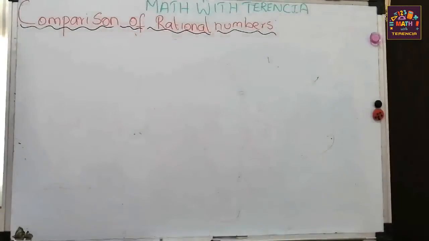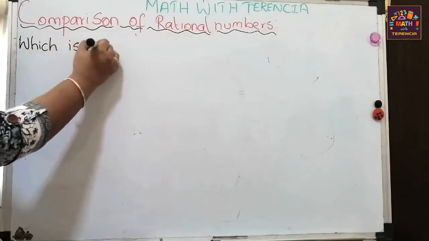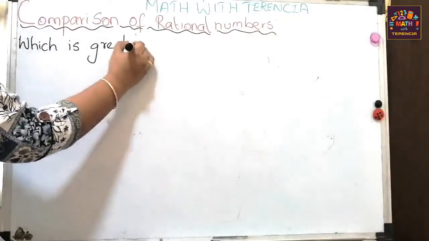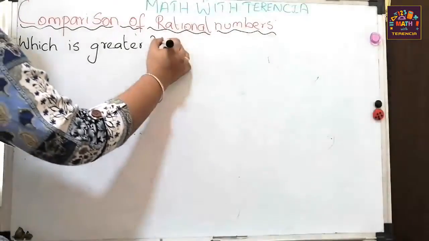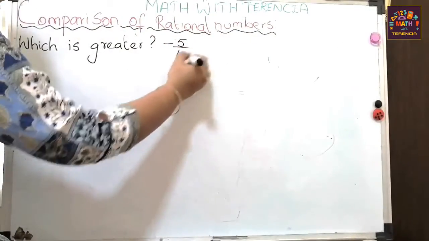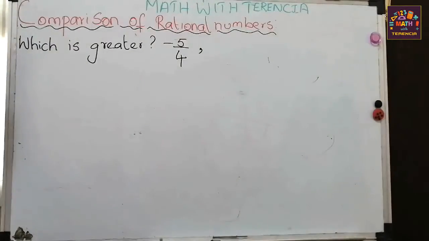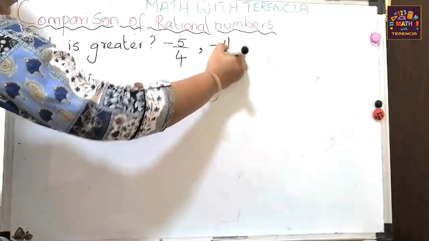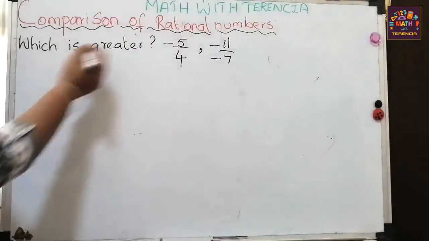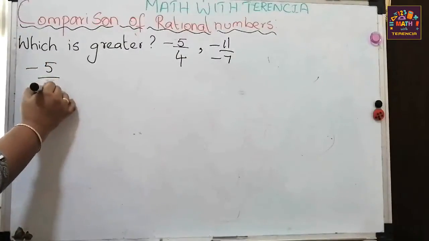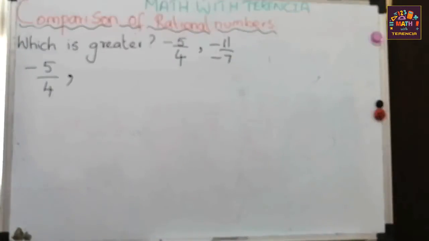So you are going to say what we are going to do in this. Which is greater? Minus 5 by 4 or minus 11 by minus 7. So now you need to check. Here I have minus 5 by 4. And here I have minus 11 by minus 7.